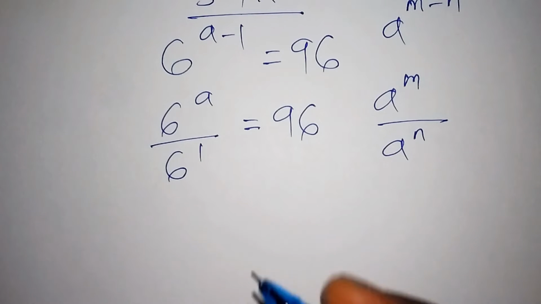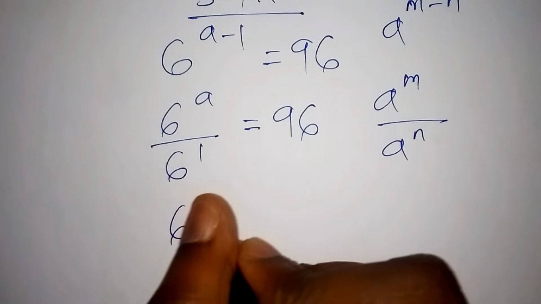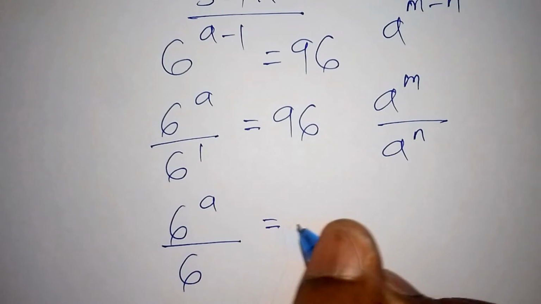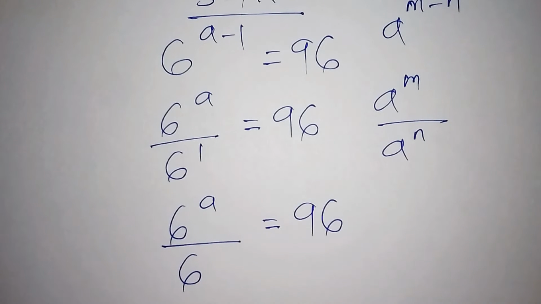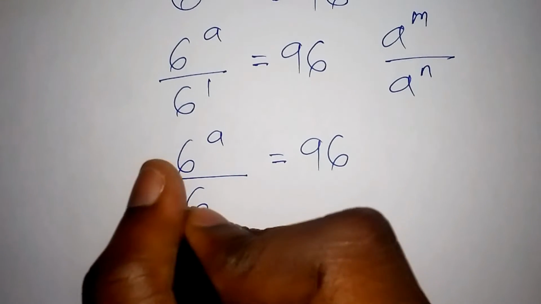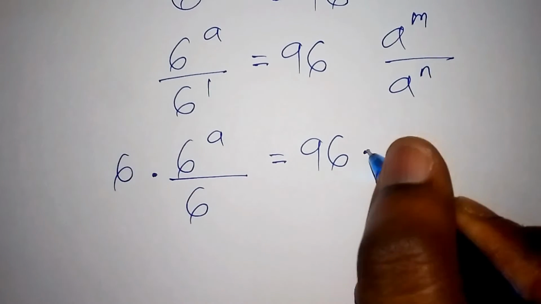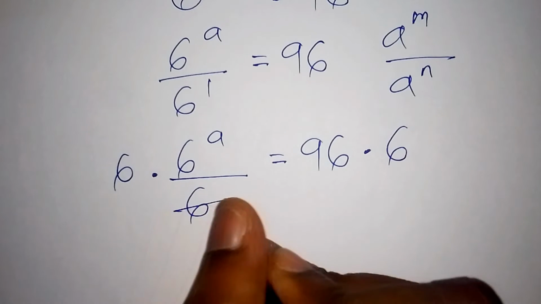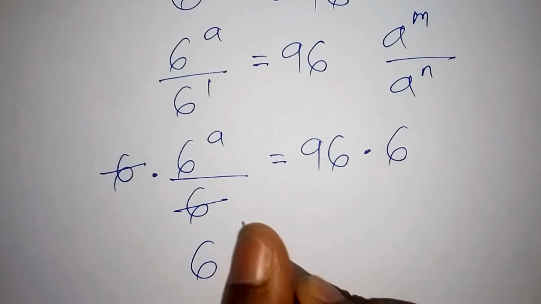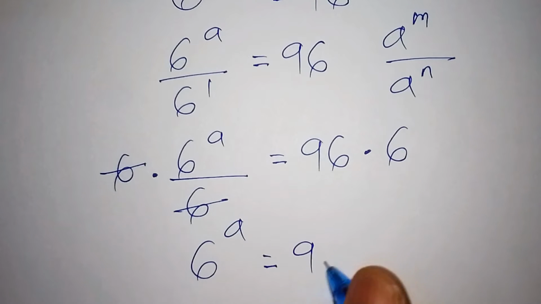The next step is for us to work it out. We shall have 6 to the power of a all over 6 to the power of 1, so all over 6, is equal to 96. The next thing we have to do is to multiply both sides by 6. This side we multiply by 6, and this side we also multiply by 6. The 6 by 6 shall cancel each other. So now we have 6 to the power of a is equal to 96 multiplied by 6.